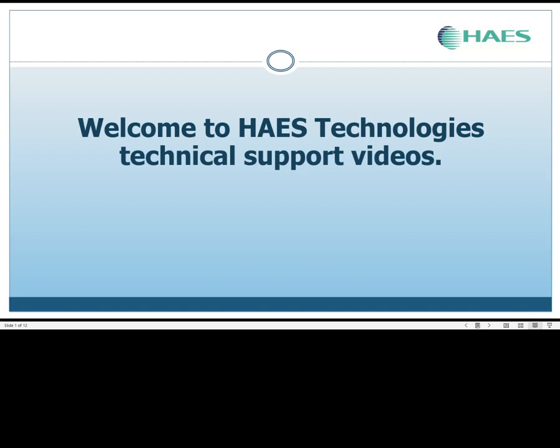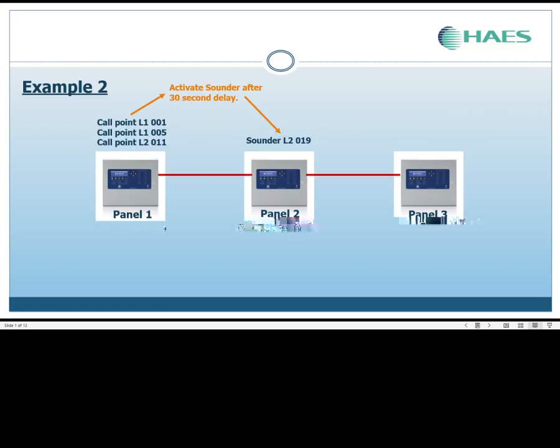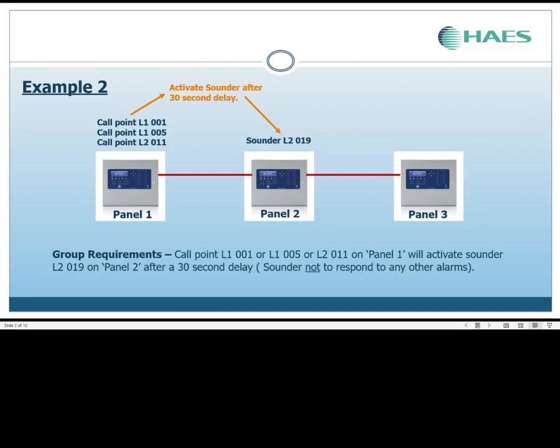In this video, we will look at the setup of cross-network programming. In this example 2, the group requirements are that call points on loop 1 address 1, loop 1 address 5, or loop 2 address 11 on panel 1 will activate the sounder on loop 2 address 19 on panel 2 after a 30-second delay. The sounder is not to respond to any other alarms.